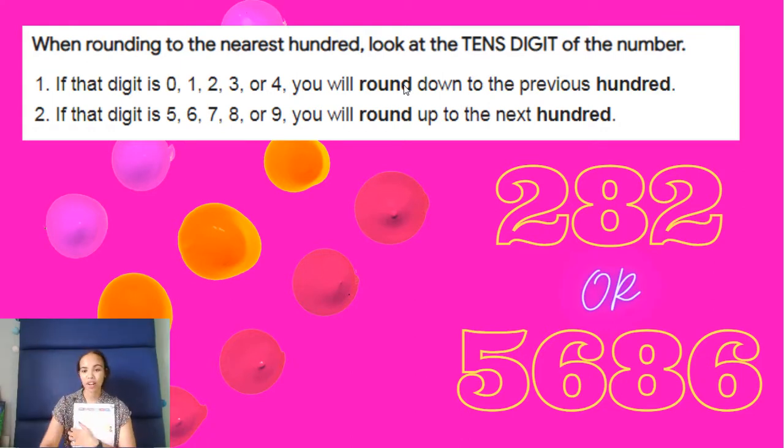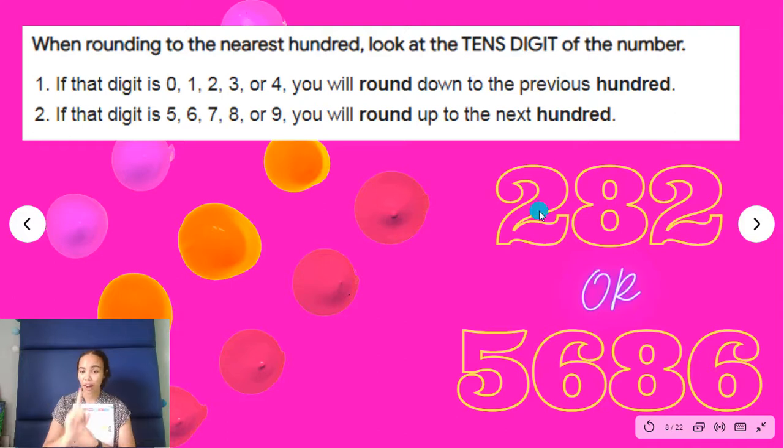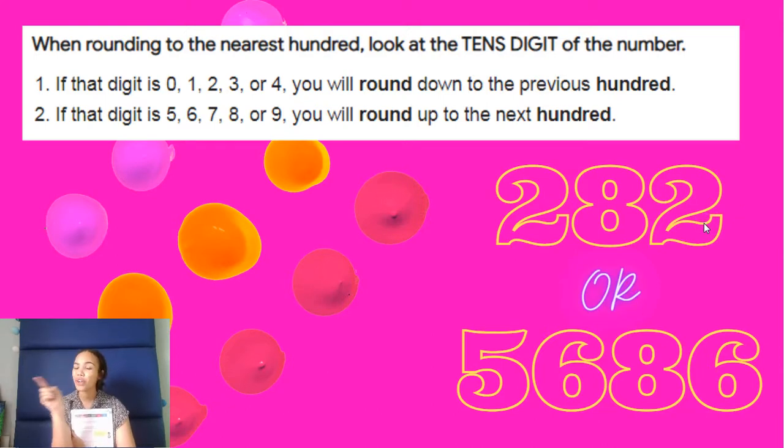So I've got 2 numbers on the screen. I've got 282. Rounded to the nearest 100. Is that 5 or more now? Yes, it is. So that becomes 300. 282 is closer to 300 than it is to 200. It's closer to 300.